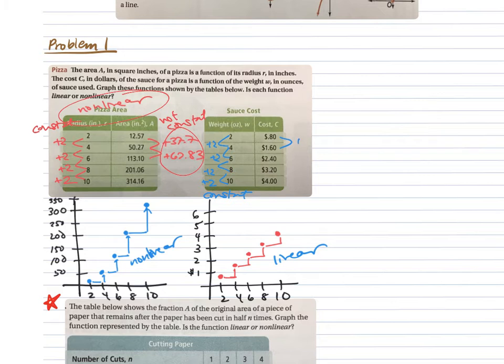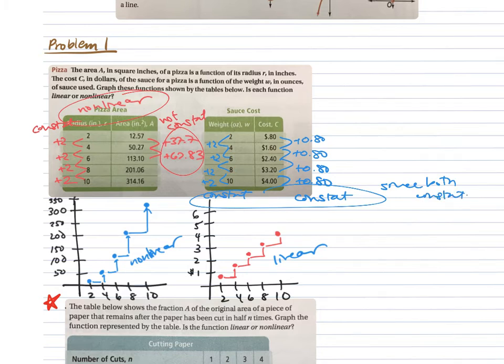And then these, they're going up by 80 cents each time. Right, if you take 240 minus 160, you get 80 cents. You do 320 minus 240, you get 80 cents. So this is going up by 80 cents each time. This is also constant. Since they're both constant, it's linear. And then you can also see that in the graph. This is kind of going like that. It's kind of like a parabola.